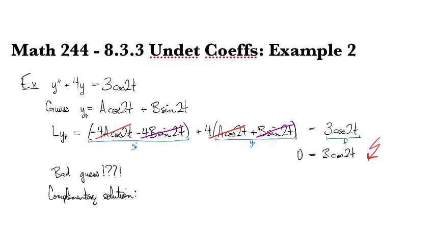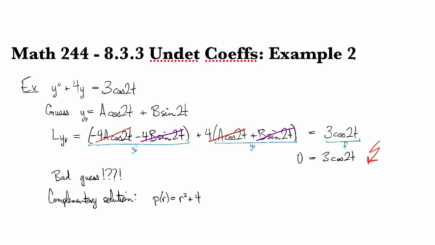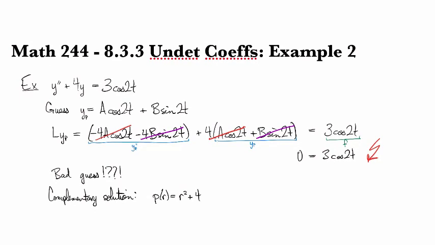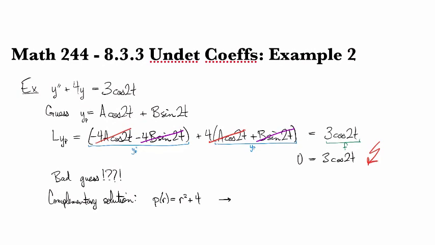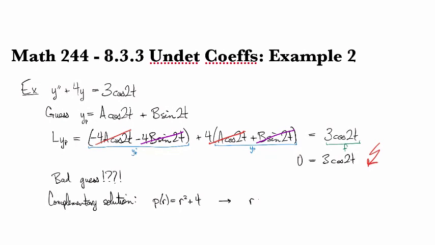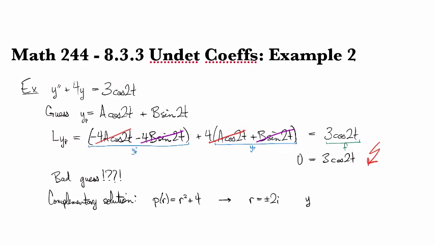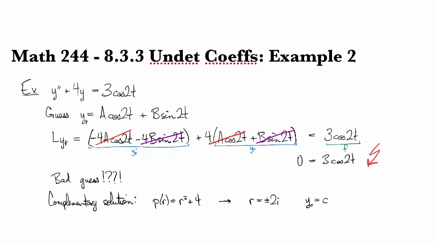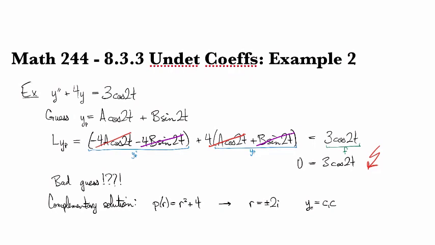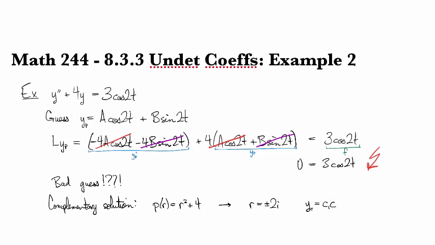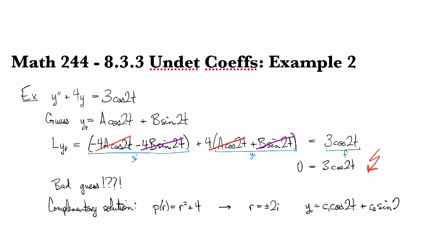For that, our characteristic polynomial is going to be r squared plus 4. That tells us we're going to get complex roots here, so r is going to be plus or minus 2i. And so our complementary solution is going to be c1 and then, since the real part is 0, the exponential part does not appear, because e to the 0 is just 1. So it's c1 cosine 2t plus c2 sine 2t.